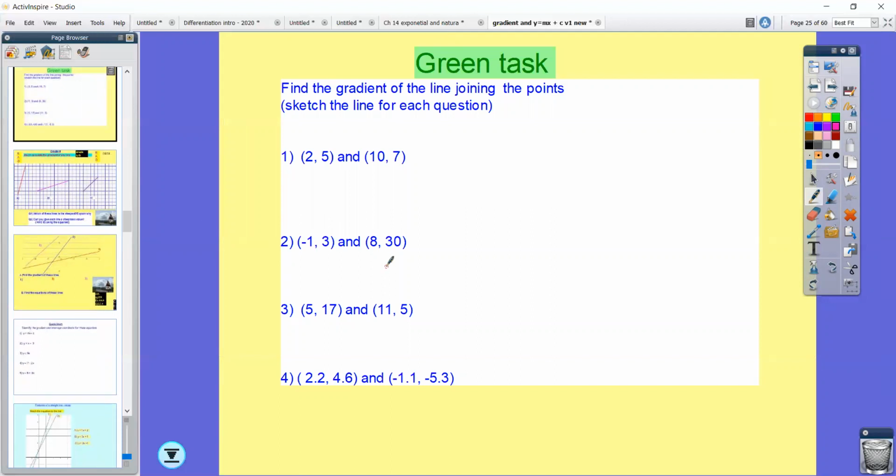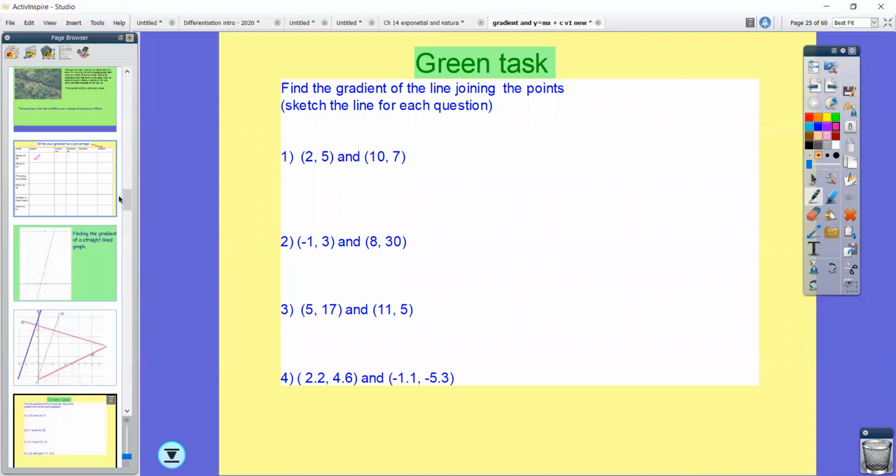I'd be ready then to start looking at finding equations of straight lines. So as I said, I'll try and put the information, the worksheets that I've got there, try and attach those, put them somewhere that you can get hold of them. As I said, be creative yourself. You might have some better ideas. I'd love to hear what they are.